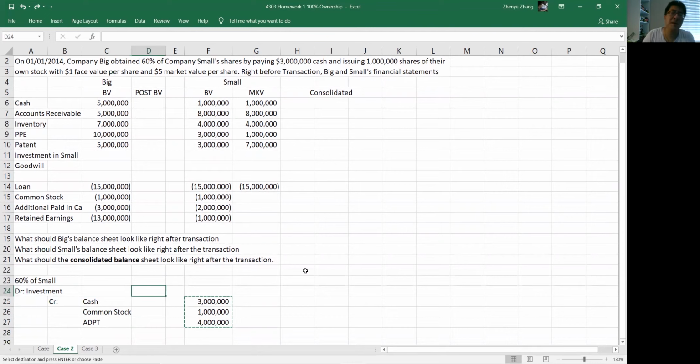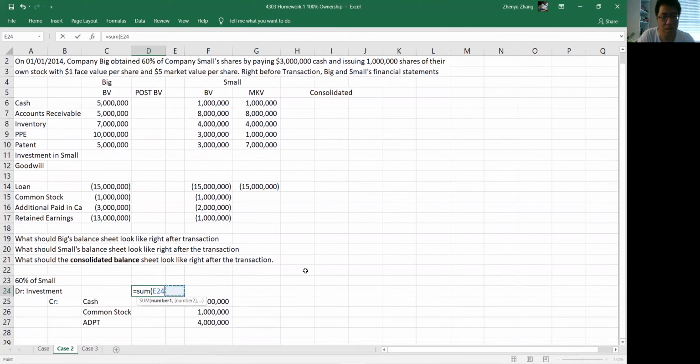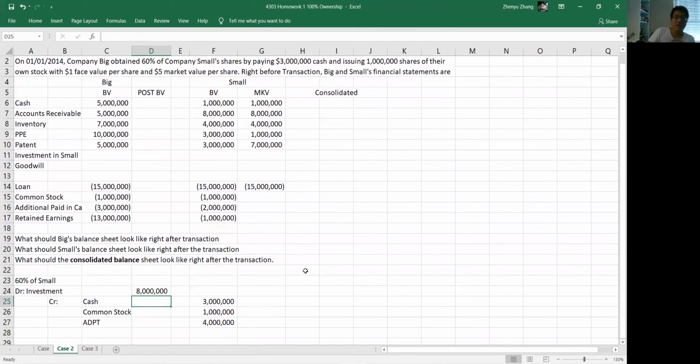And for the investment, how much was the investment, right? How do you value the investment? Big paid 3 million cash. Big also issued common stock, 1 million shares with a market value of 5. So total 5 million plus 3 million, still 8 million given up. So the investment account they got is 8 million.